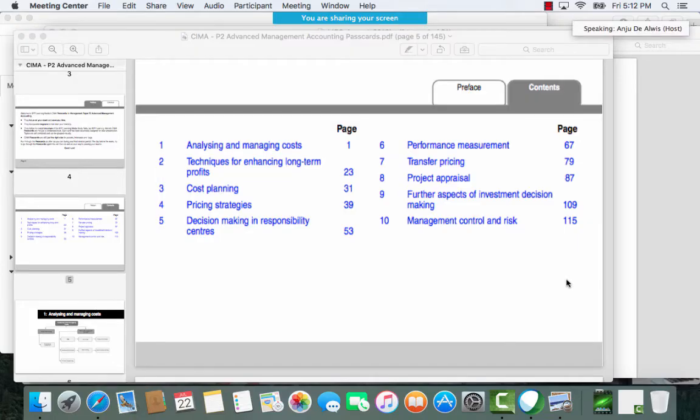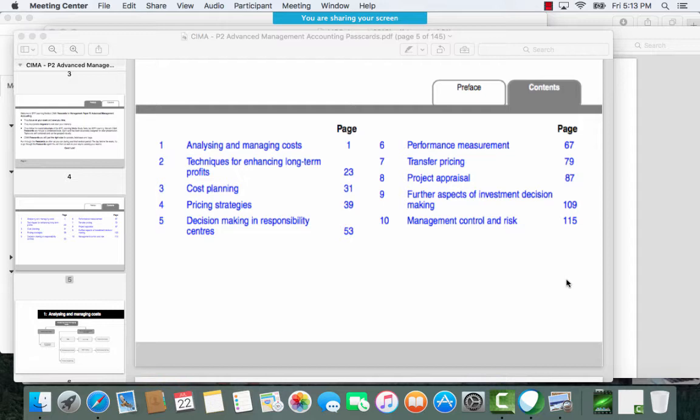Now, what I would like to go through in P2 is project appraisal and further aspects of investment decision making. First, let us look into that area. The reason is that there are ample opportunities here for us to come up with new projects, and how do we analyze them? And most of the time, the examiner asks you this kind of question.